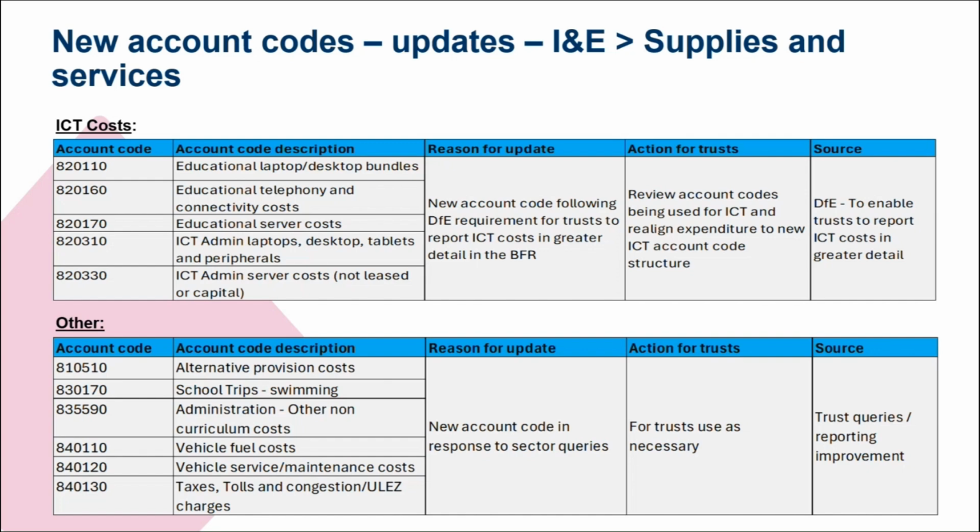And then we set up 6 other supplies and services codes, and these are all a result of trust requests. They are areas where either we've had a lot of requests, or they are quite specific and not something you could set up your own local account code for under a current DFE account code. And the one at the bottom, tolls and congestion charges, is obviously an emerging expenditure, which 5 years ago would have been very minimal, but is going to be more and more common across trusts now.